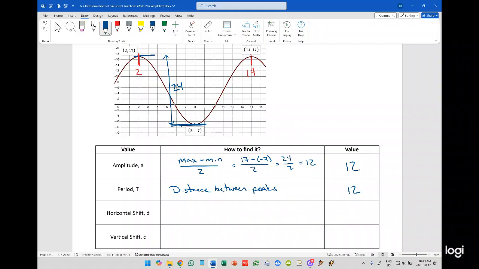Here's an interesting thing that happens though sometimes. I'm going to make a mess of my graph for a second. You don't have to follow suit with me, but I'm going to pretend that this part of the graph is not visible. We don't have that.